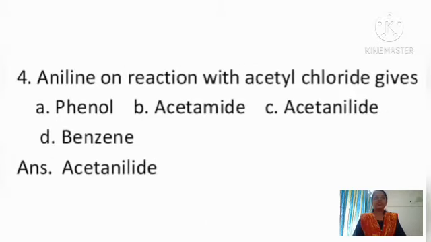So coming to the fourth question, aniline on reaction with acetyl chloride gives: option A is phenol, option B is acetamide, option C is acetanilide and option D is benzene. So when aniline is treated with acetyl chloride, there is an elimination of HCl from the amino group present in the aniline and it results in the formation of acetanilide. So option C is correct, and it is a common reaction useful for protecting the amino group present in the aniline during the electrophilic substitution reaction.